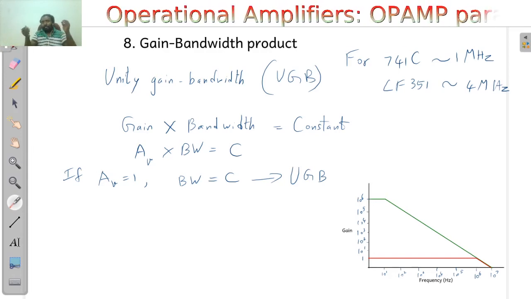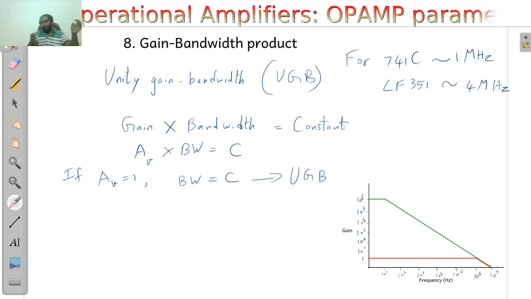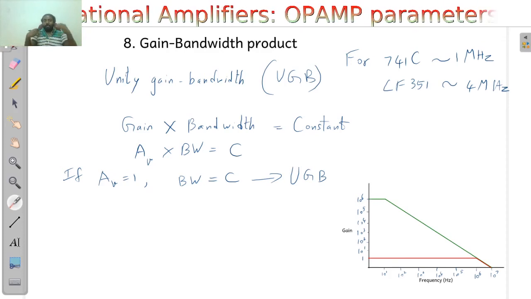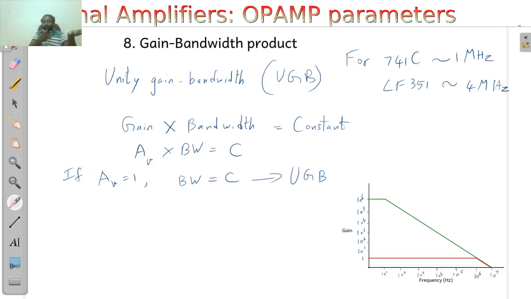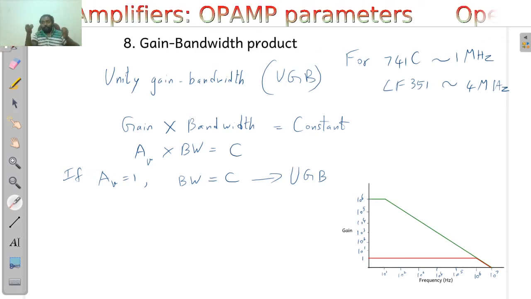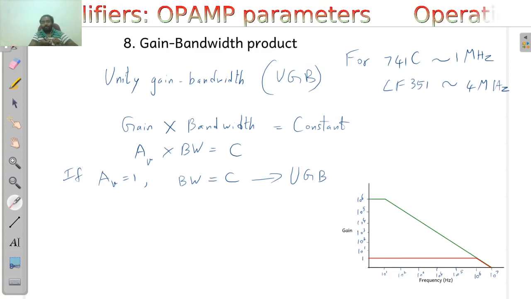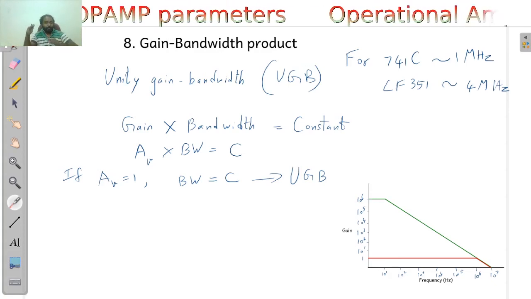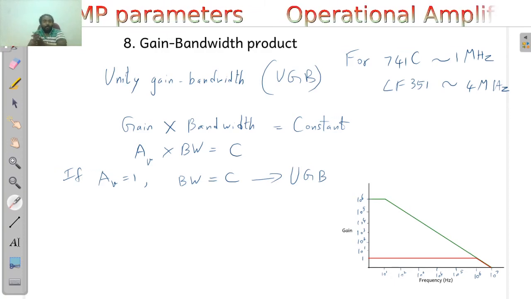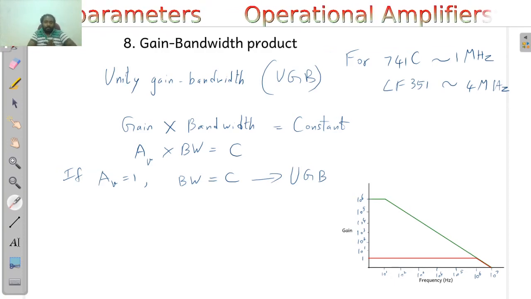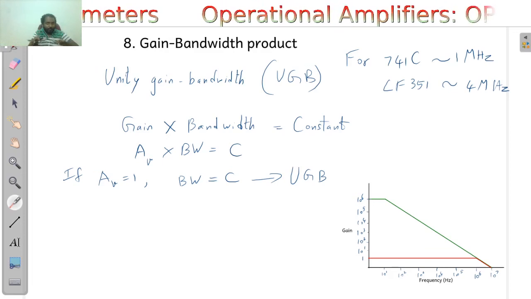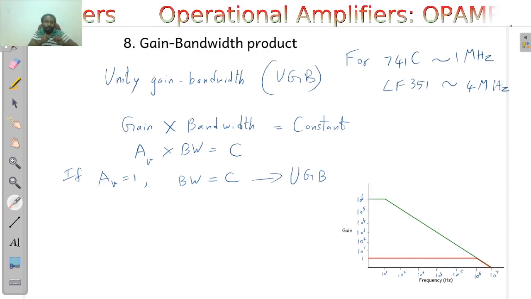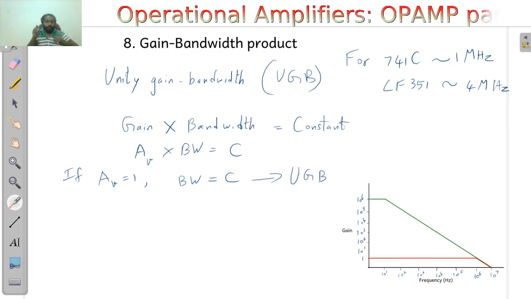Certain times you will be having an application which requires more bandwidth, or certain times you will be having an application where you require lesser input offset voltage or very high slew rate, or it should be immune to the supply voltage changes, like that. So depending upon your application, you have to choose which operational amplifier you need to put into your circuit.